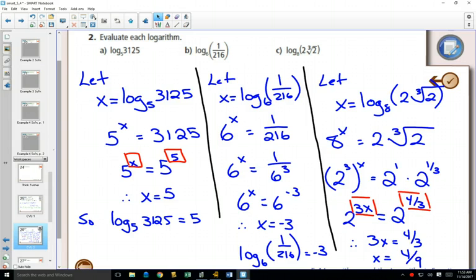But I'd like you to practice some of these right now. We still have over 10 minutes left. 4, 7, and 9.